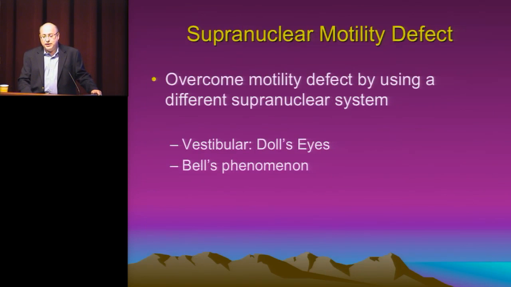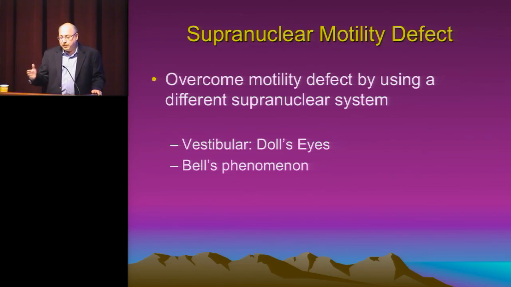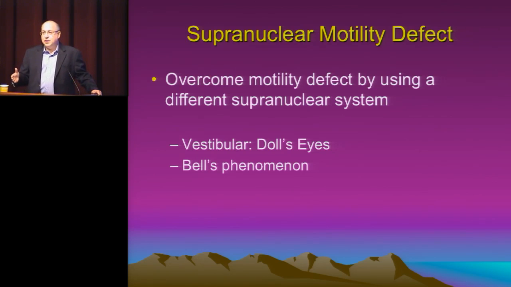Okay, so how do we demonstrate that something is supernuclear? We overcome the motility defect by using a different supernuclear system. So let's say we have a problem moving our eyes in one way. We try to stimulate it in a different way to overcome it. So we might use the vestibular system, and we might use Bell's phenomenon. Let's say we have a vertical gaze deficit to demonstrate that it's not in the third nerve or in the extraocular muscles themselves.